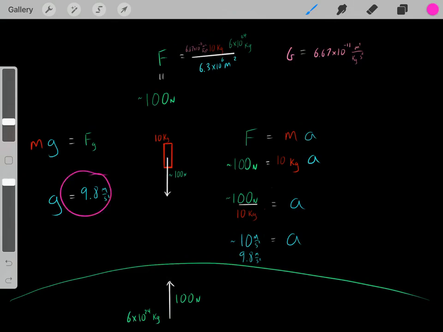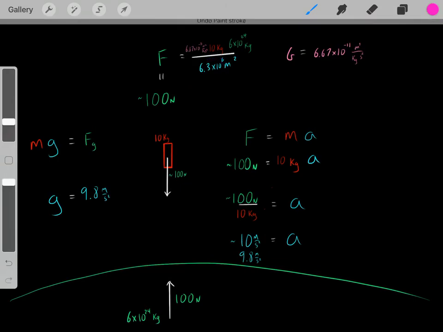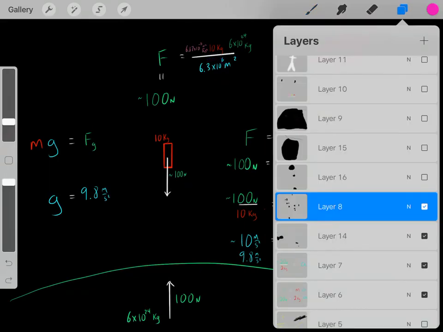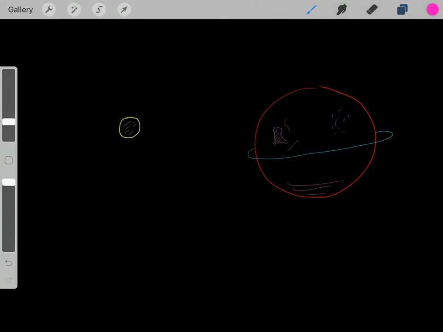And the truth is, this acceleration due to gravity does vary the farther you get away, because if you get really far from the surface of Earth, then this distance does change, and that complicates the situation. But the big picture idea is all objects with masses feel attractive forces.